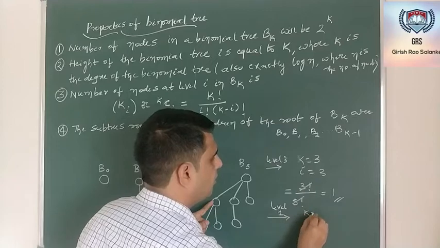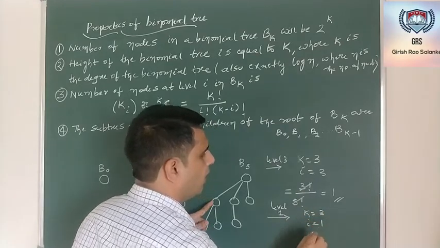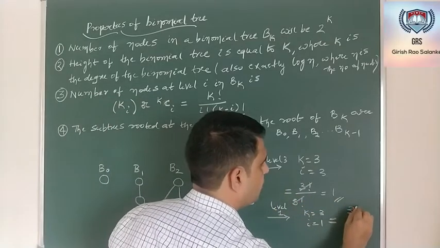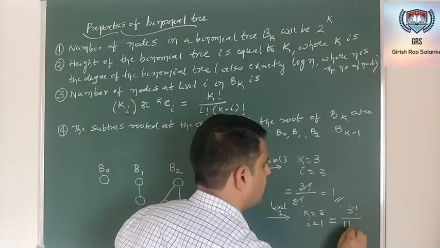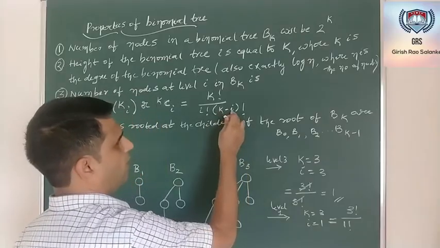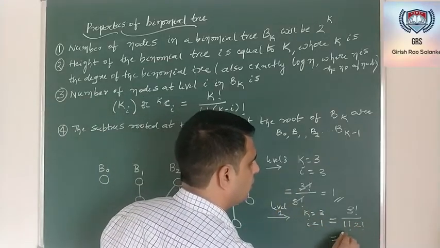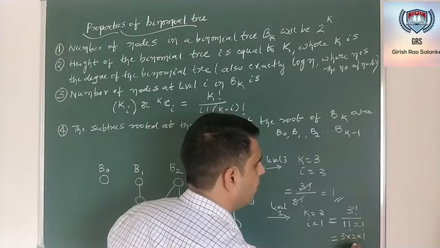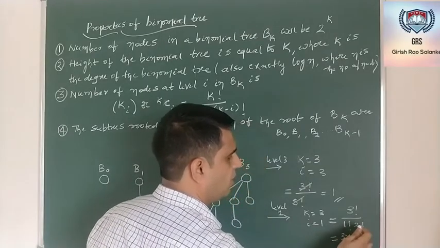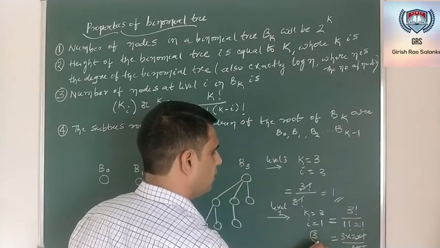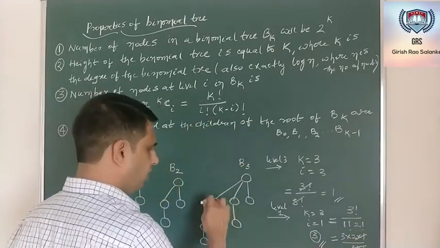So here k is equal to 3 and i is equal to 1. Now what is this value? This value is k factorial by i factorial into (k minus i) factorial, that is 3 factorial by 1 factorial into (3 minus 1) factorial, which is 2 factorial. So this is 3 into 2 into 1 by 1 factorial, which is 1, into 2 into 1. If you see, this gets cancelled, and I will be left with 3. So at level 1 it is 3.